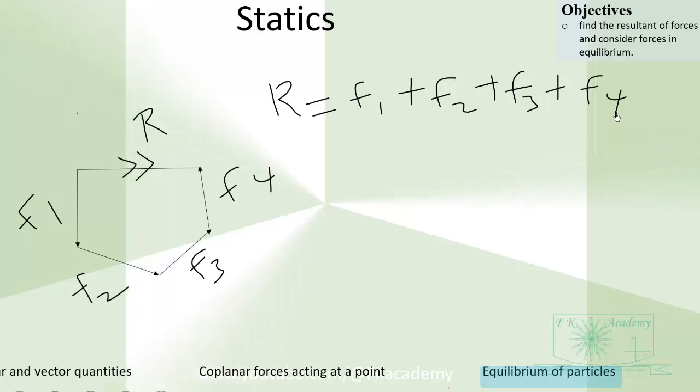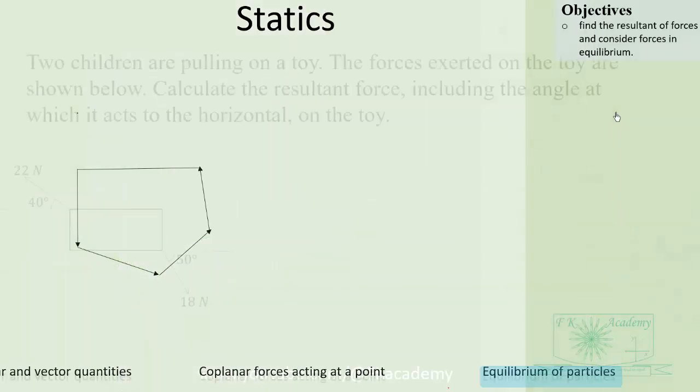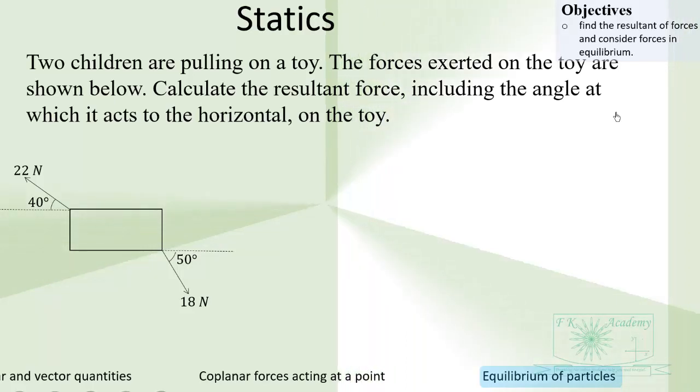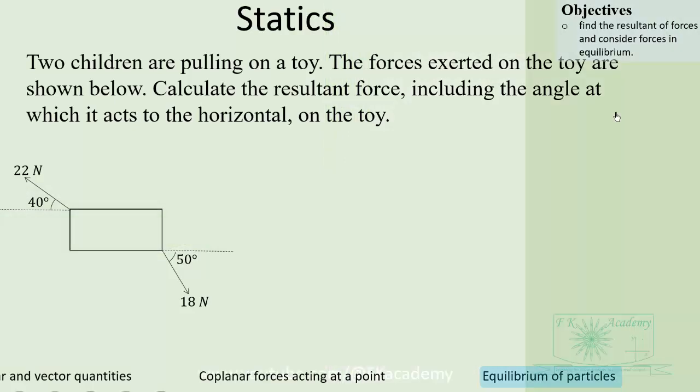Now let us look at an example here. Two children are pulling on a toy. The forces exerted on the toy are shown below. We are to calculate the resultant force, including the angle at which it acts to the horizontal on the toy. So how do we solve this? We can resolve the forces.